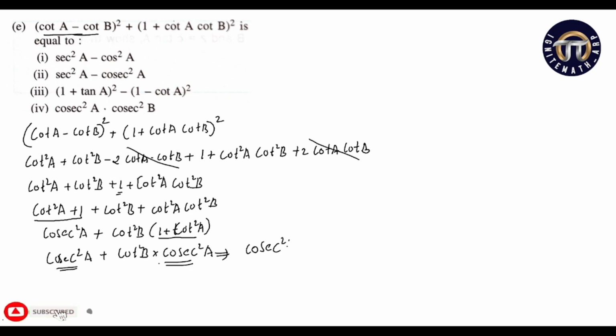So cosecant square a is taken common. So inside the bracket, 1 plus cot square b is left. So I can write this one as cosecant square a into 1 plus cot square b, which is what, children? Cosecant square b. So I'll get the answer as cosecant square a into cosecant square b. That is, the fourth option is the right answer.